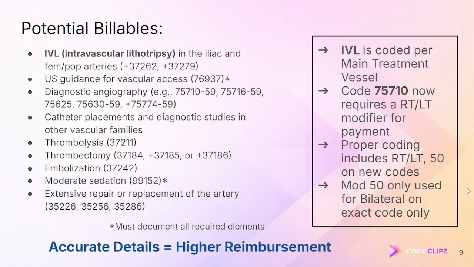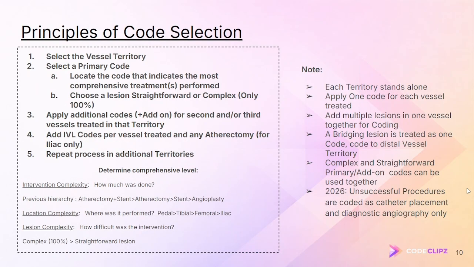So just think details, simple details, be concise. Now, principles of these coding selections, I won't go through all these in detail because it's similar to what we've been discussing. However, this is a good cheat sheet to get your mind in the pattern of thinking these steps, and it's per territory. Number 2 is a really important step: locate the code that indicates the most comprehensive treatment or treatments performed.